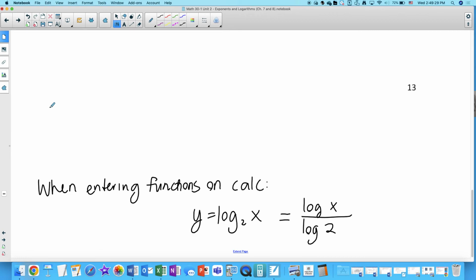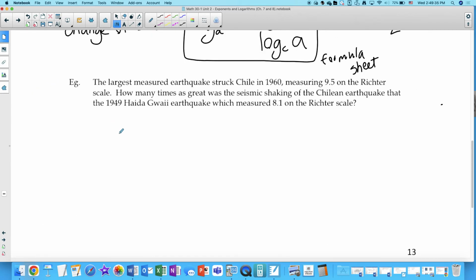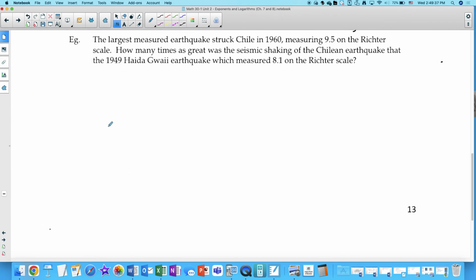Last question of the day. The largest measured earthquake struck Chile in 1960, measuring 9.5 on the Richter scale. How many times as great was the seismic shaking of the Chilean earthquake than the 1949 Haida Gwaii earthquake, which measured 8.1 on the Richter scale?